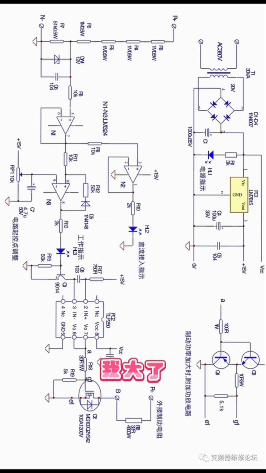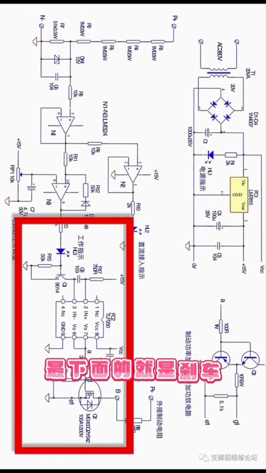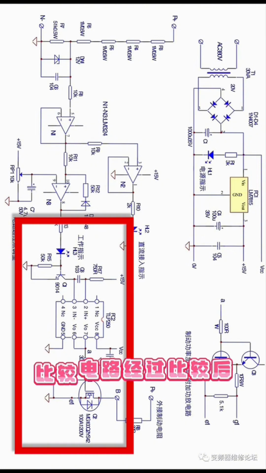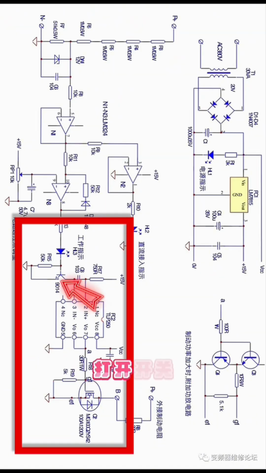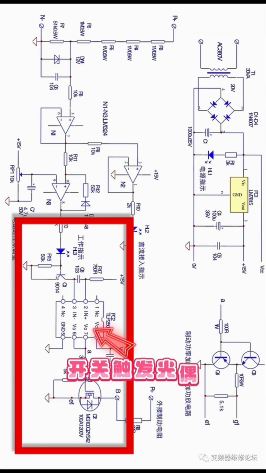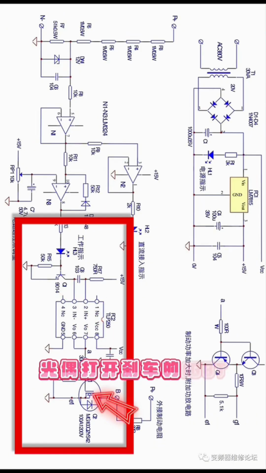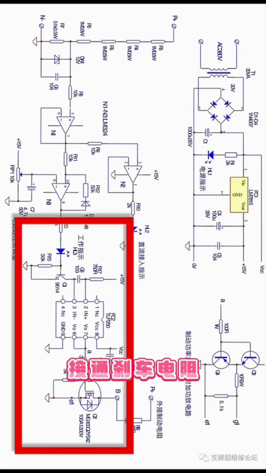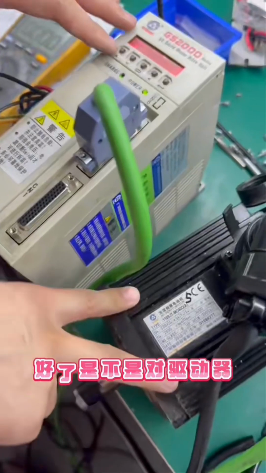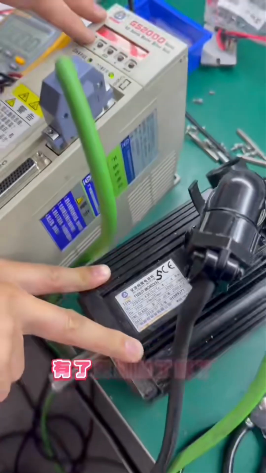When the voltage is greater than 5 volts, the circuit says you're bigger than me, so I'm going to turn on the brake resistance. This is its function. The bottom is the brake switch circuit. After the circuit has compared, it turns on the switch. The switch triggers the optocoupler. The optocoupler turns on the brake IGBT. The IGBT connects to the brake resistance to complete the braking.